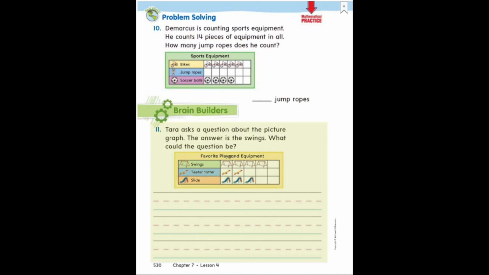Number 11 says, Tara asks a question about the picture graph. The answer is the swings. What could the question be? Go ahead and write what you think the question could be on those lines below the graph.